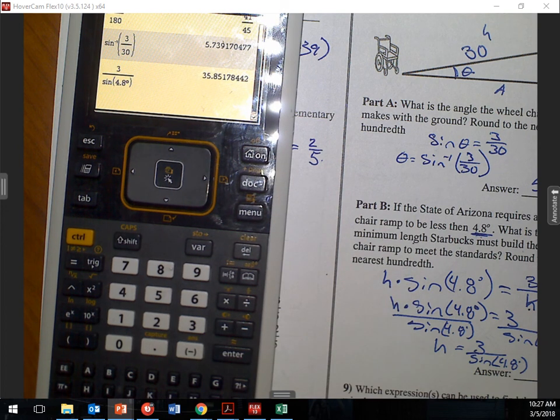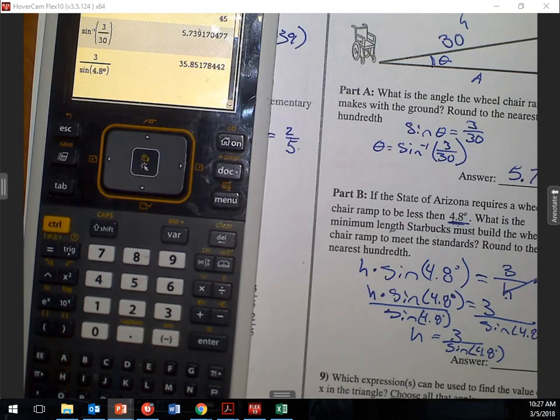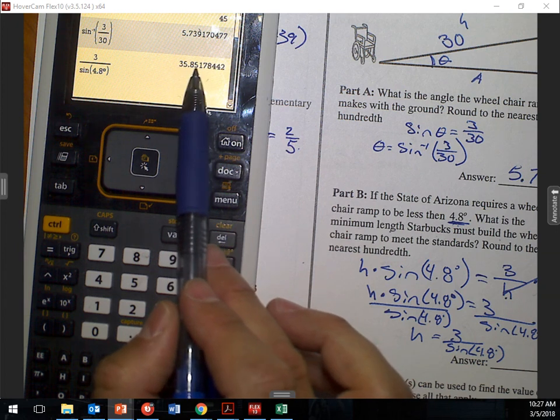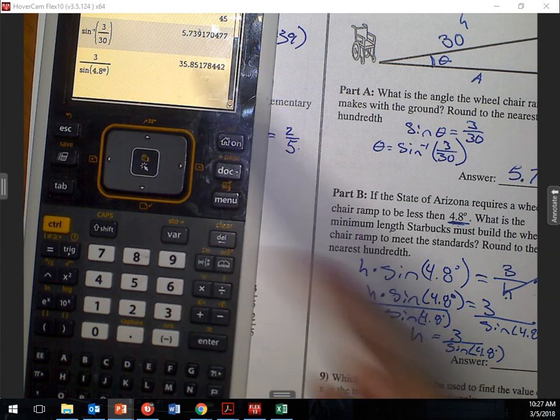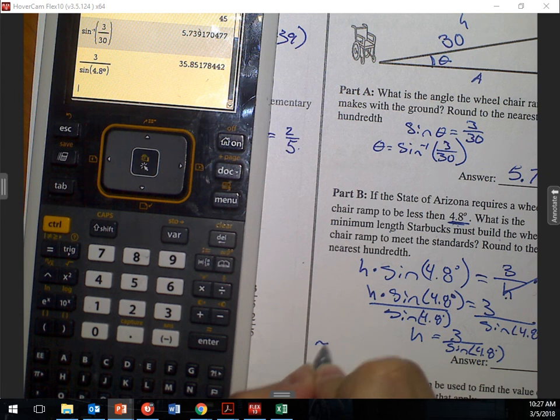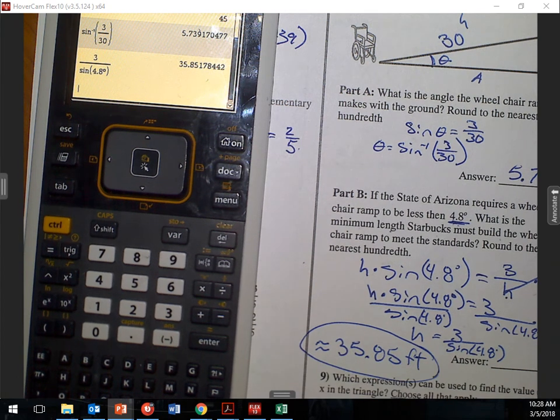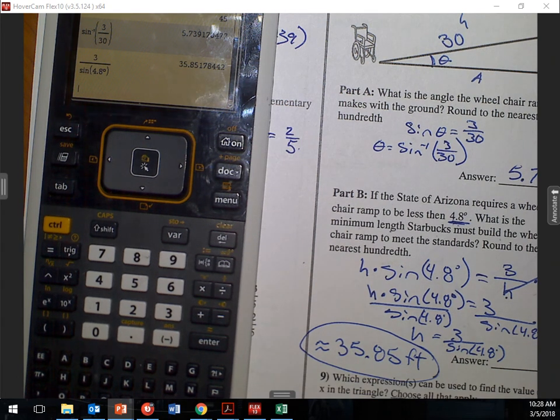Yeah. So I should come up with, and it said round to the 100th. Which place value is the 100th? The second one, right? So let's look at the third. So it's 35.85. Does the 1 make it go up? No, it drops off. So it's going to be about 35.85. What are my units? I heard it. Feet. Yeah, long ramp.